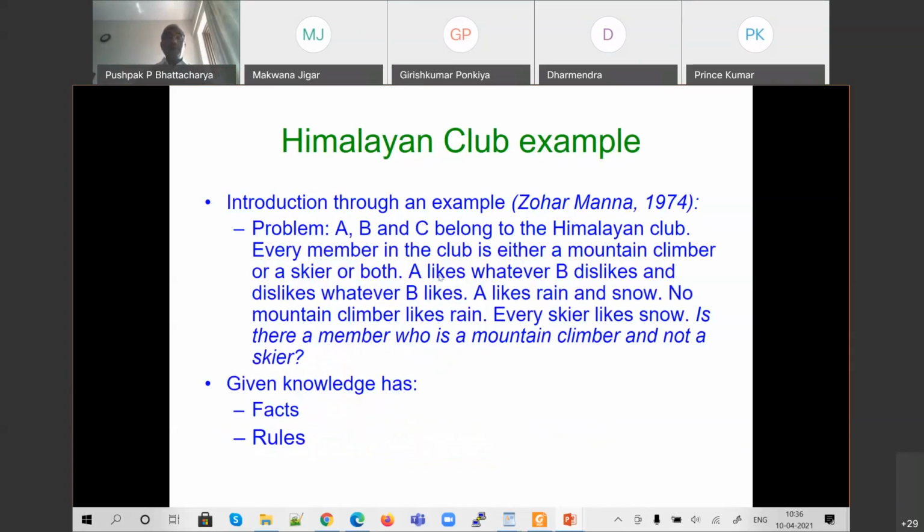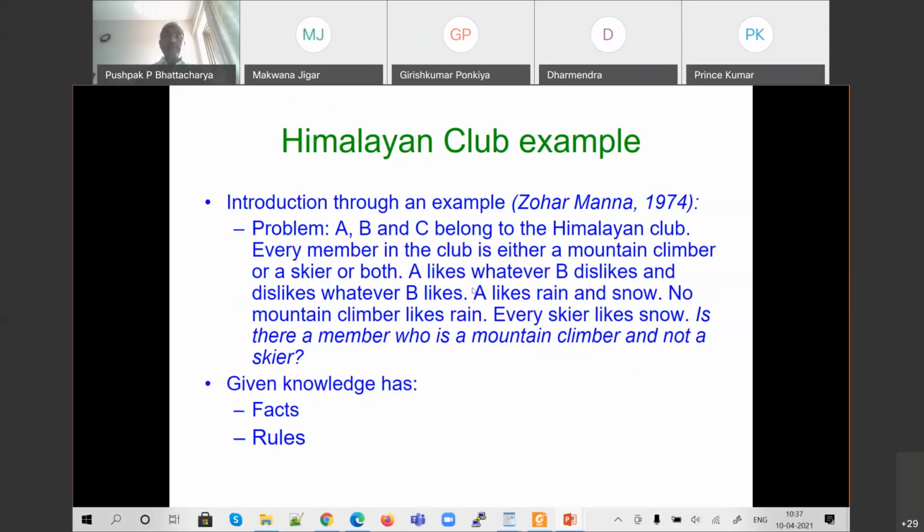Now it is interesting that you can find the answer very quickly by looking at the problem statement. If we use machine learning and data science terminology, we'll say based on the data given, you can answer this question very easily. The chain of reasoning is small and simple. A likes rain and snow. So B cannot like rain, B cannot like snow. Since every skier likes snow, B cannot be a skier.